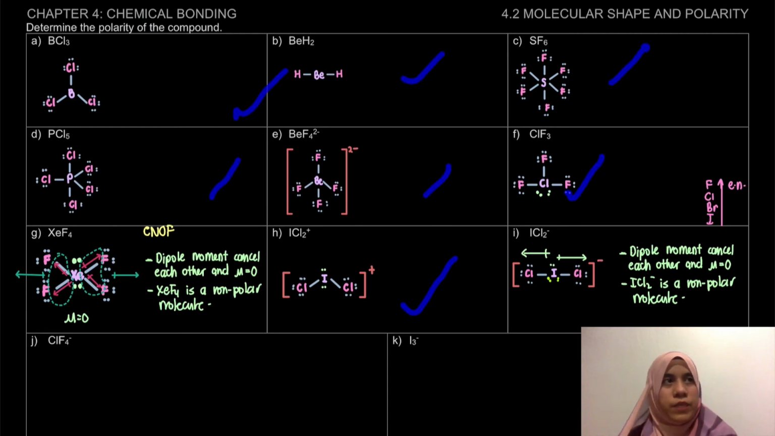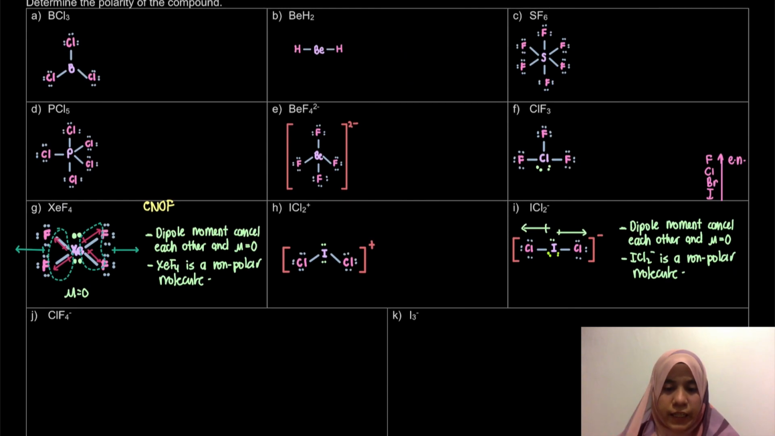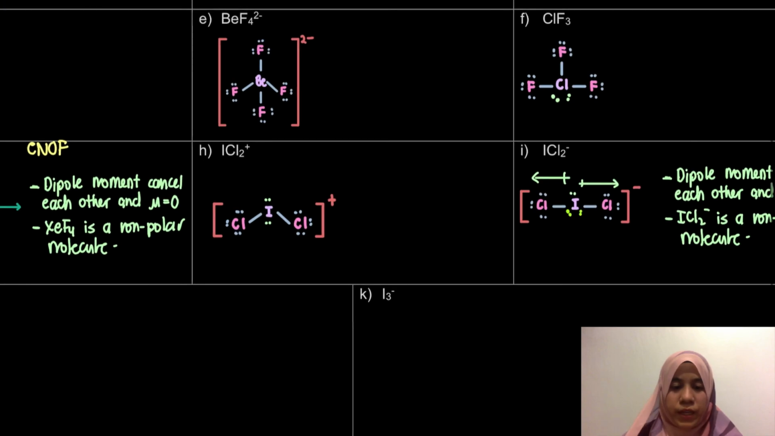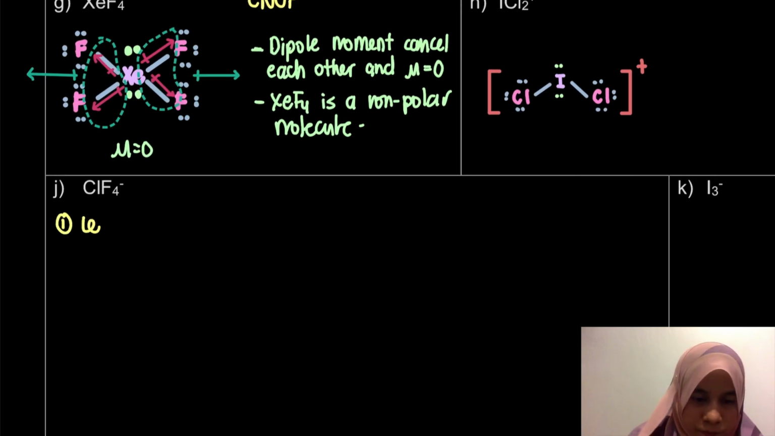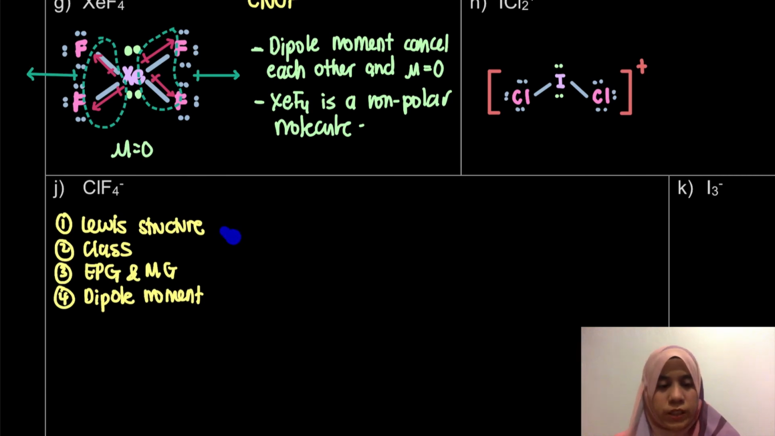Nanti kalau Miss rajin, Miss ada bagi lagi example lebih lagi, so detect whether it's polar ke non-polar. Okay, example J dengan K ni, you should try yourself. ClF₄⁻. So, before anything, apa yang kita nak buat? First thing first, you have to do the Lewis structure, then your class, then the electron pair geometry dengan molecular geometry. Okay, next, determine dia ada polar ke non-polar.